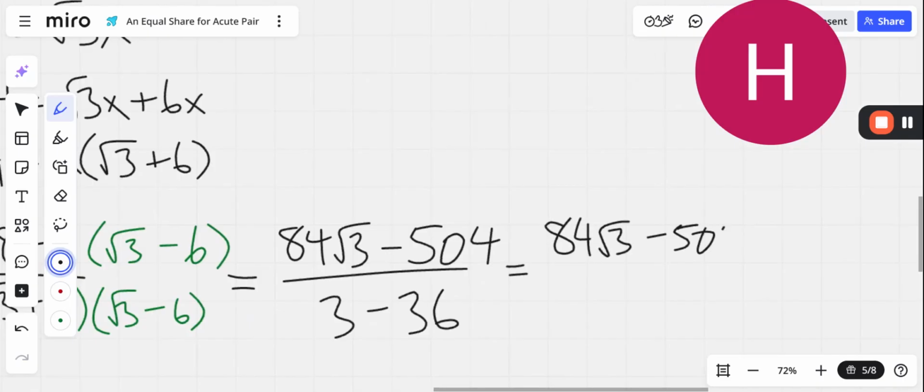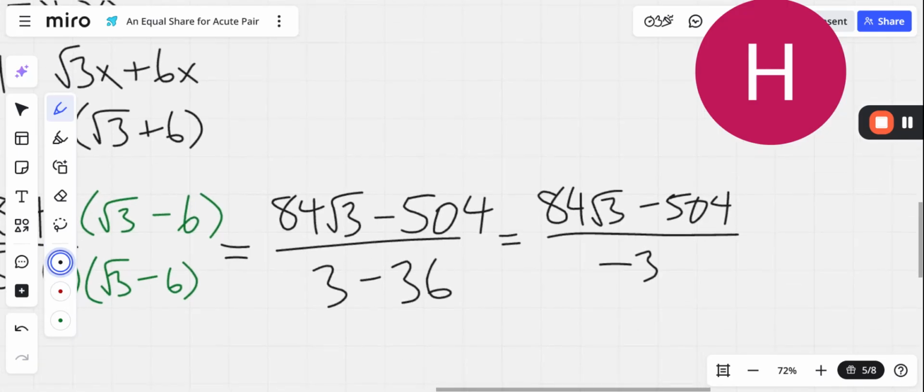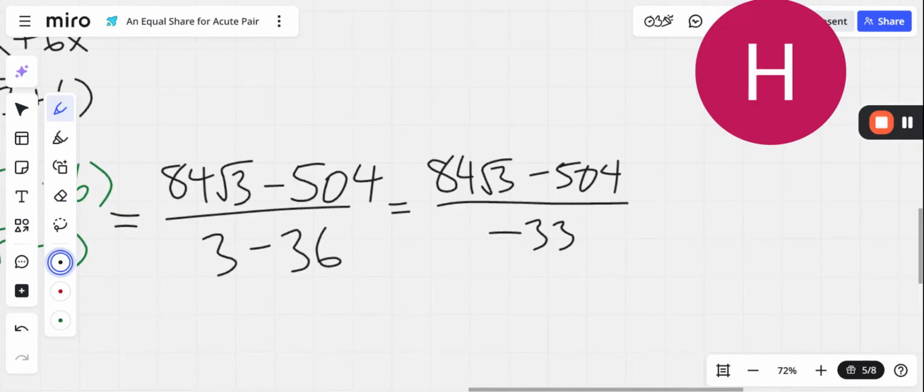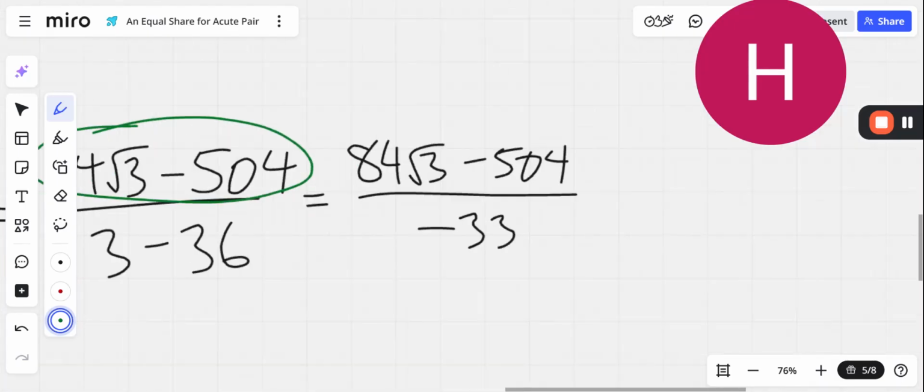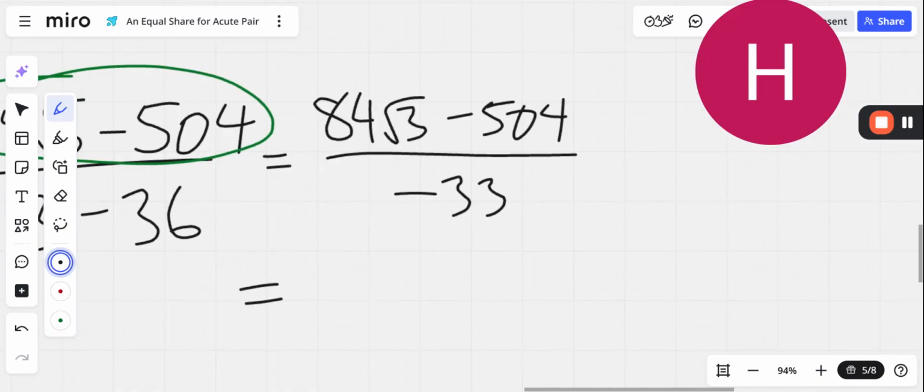all over negative 33. So here, again, the top part is a negative value. 84 rad 3 is somewhere around 150. So if you subtract 504, you're definitely going to get a negative on top, but that's okay because we get a negative on bottom as well. Let's simplify this by dividing everything by negative 3. And it turns out that actually works if we try to divide everything by negative 3. Let's see, we're going to get positive 168 minus 28 rad 3 all over 11.